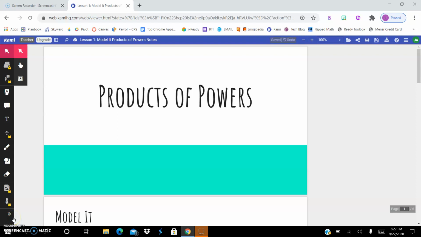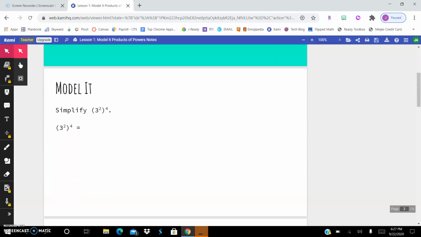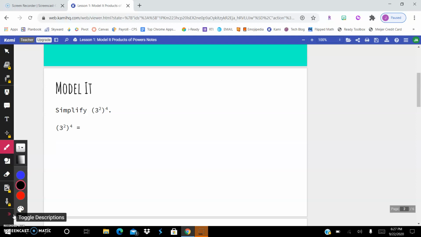All right, we are moving on from multiplying and dividing exponents to looking at products of powers. And what that means is we are going to start to see problems that look like this with two exponents. So simplify 3 squared to the 4th power. If I think about 3 squared to the 4th power, that just means that I have 3 squared 4 times.